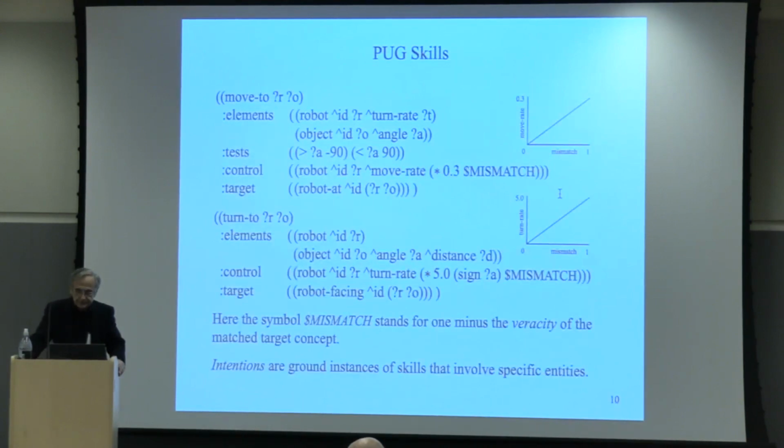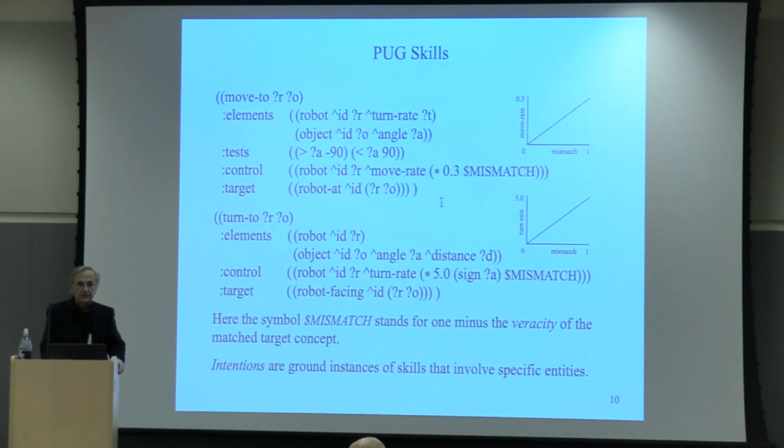These are Pug skills. These are telling the agent how to do things, and apart from the name and the arguments, there are two important things here. The target, this is always going to be a defined concept that again can match to a greater or lesser degree, and then there are one or more control equations. This is a control variable, and this says that the value of this control variable should be 0.3 times the degree to which this target concept mismatches, 1 minus its veracity. That's going to give us an error signal. And so we can do something like continuous control over relational structures.